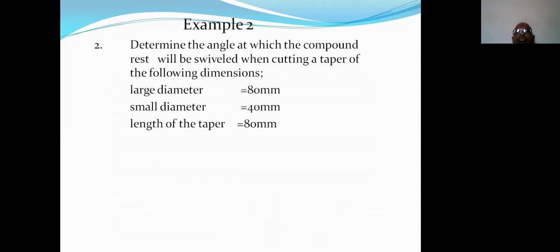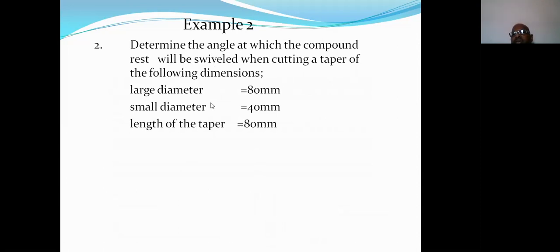So next example: determine the angle at which the compound rest will be swiveled when cutting a taper of the following dimensions. Clearly the data is given in this problem. The angle of rotation of the compound rest over the cross slide is to be calculated for these dimensions. Larger diameter is 80 mm, smaller diameter is 40 mm, and length of taper is 80 mm.